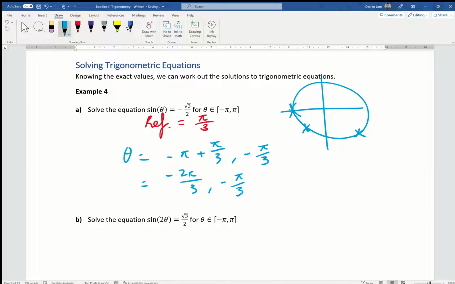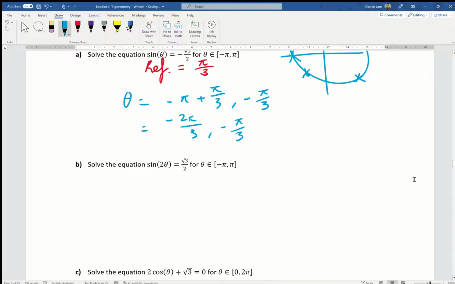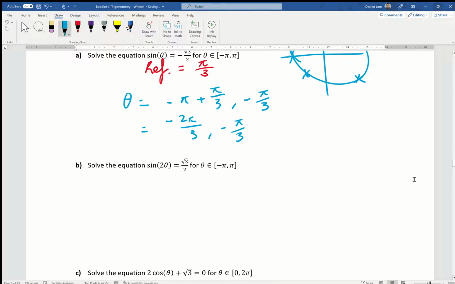The only other step for us is looking at the transformation. So of course, 2 theta. There's a couple of ways you can do it. I'm going to redefine, and the reason I redefine it is because I changed the domain as well. I'm going to let 2 theta equal, let's just say x, makes it a little bit easier. I have sine of x equals root 3 on 2. That means my reference angle is going to be pi on 3.